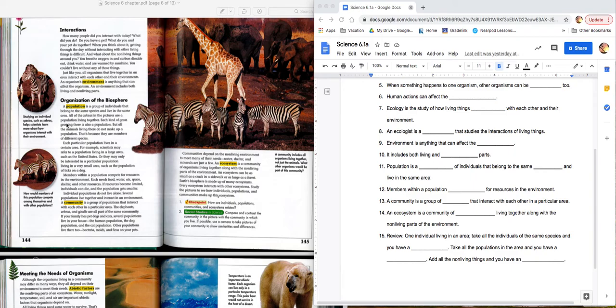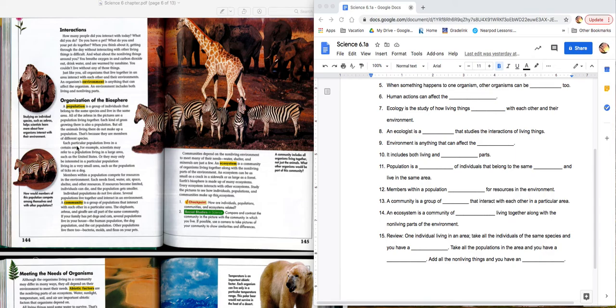All of the zebras in the picture are a population living together. Each kind of grass growing there is a population. But all the animals living there don't make up a population. That's because they are members of different species. So zebras are a population. The giraffes are a population. This whole picture is not a population, guys, because we have different animals living there.